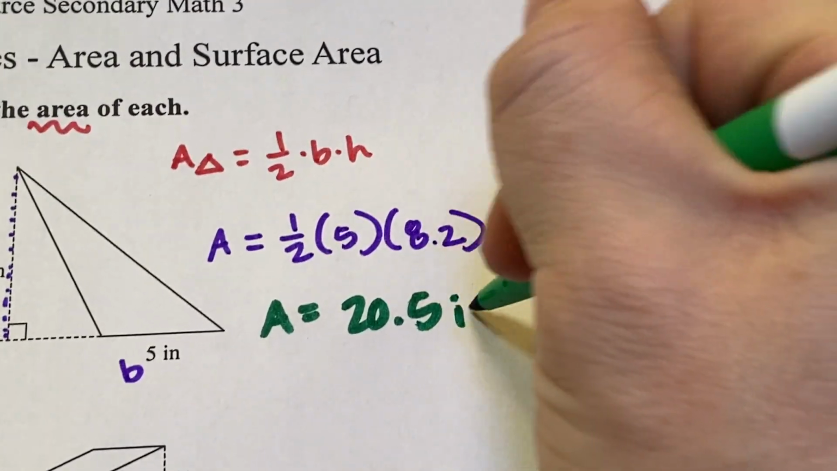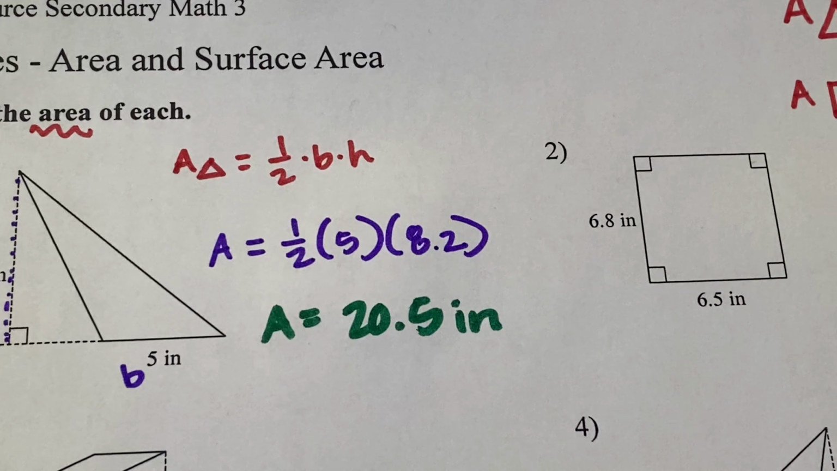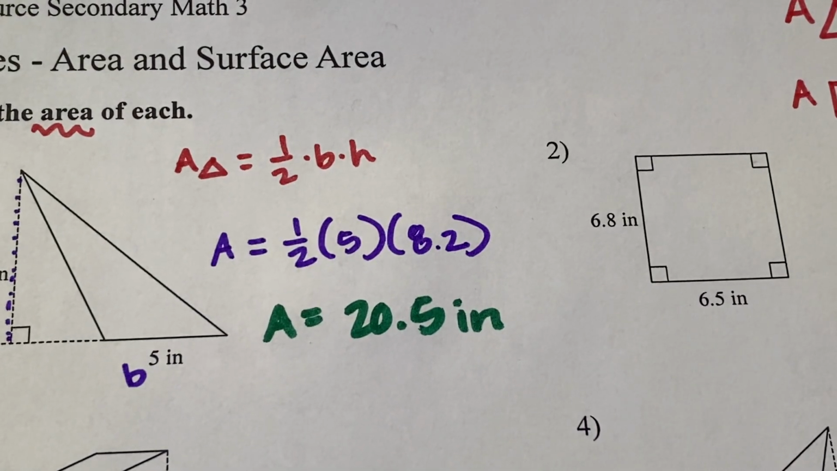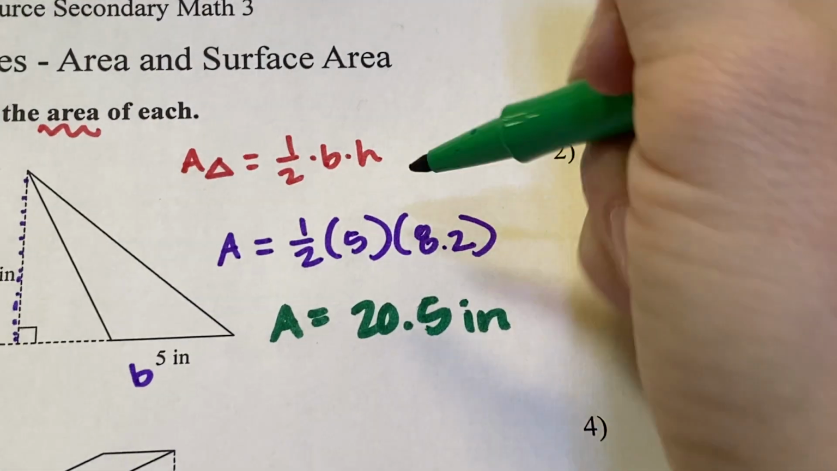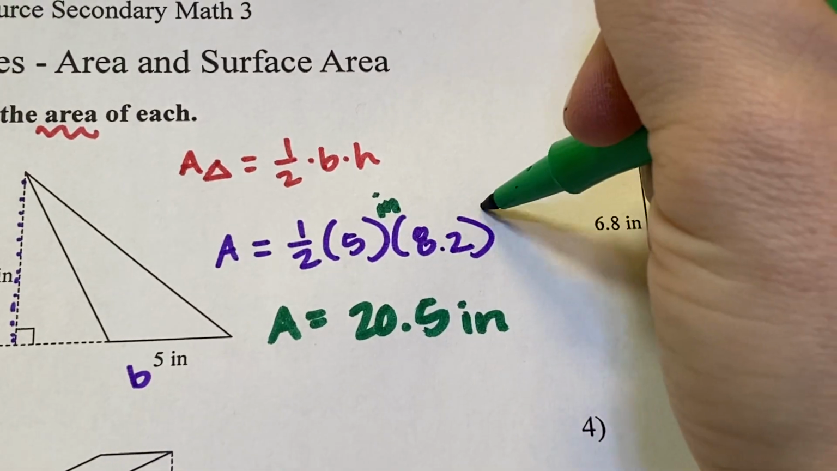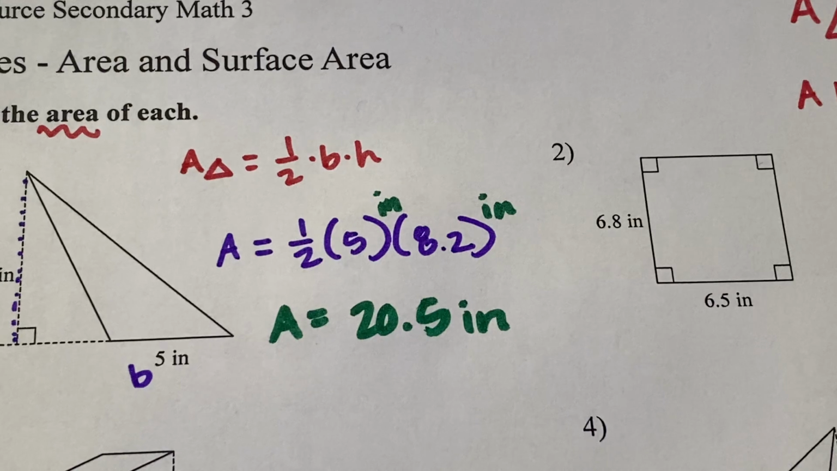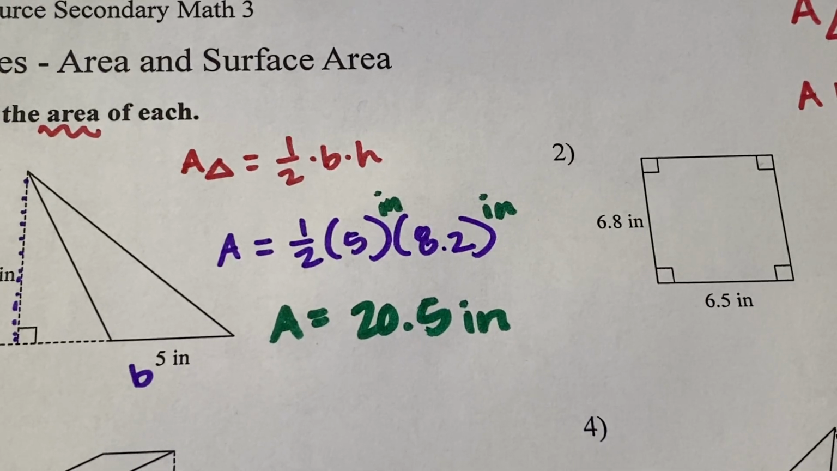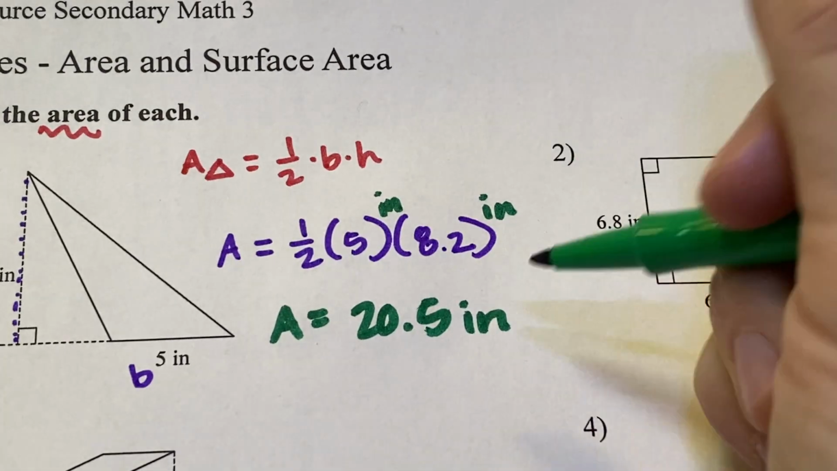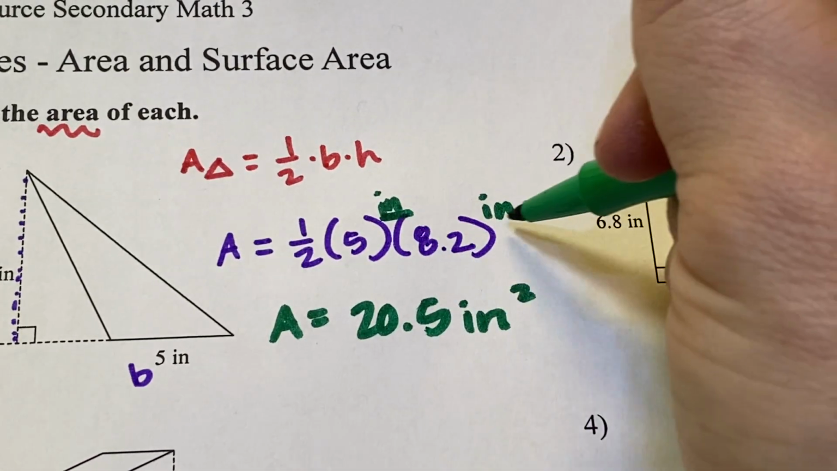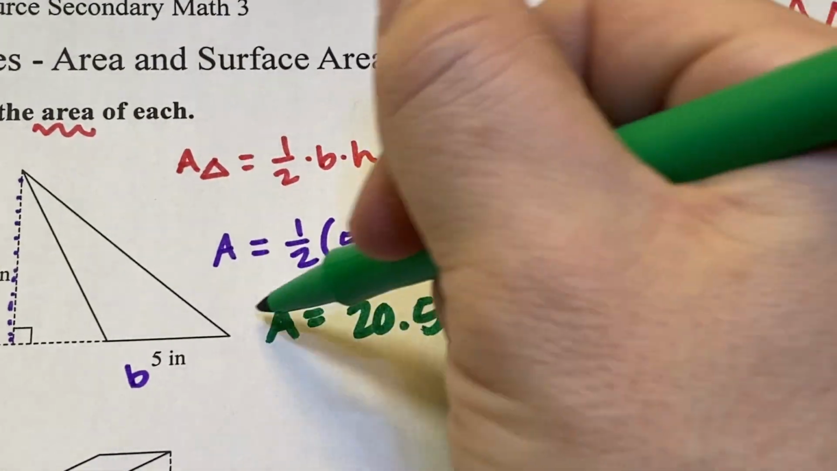Inches. Okay, now there's one other element we need. It's not just inches, because technically we multiplied by 5 inches here, 8.2 inches there. Inches what, Donovan? Height. Ooh, not quite. Inches what, Jameson? Squared. Because we're taking inches and multiplying them together.